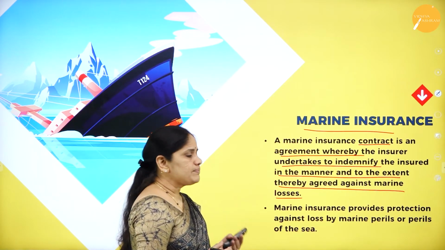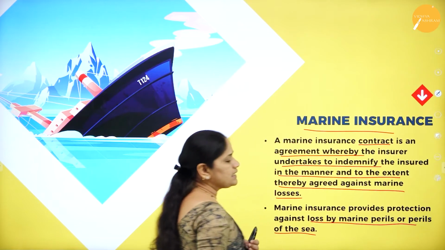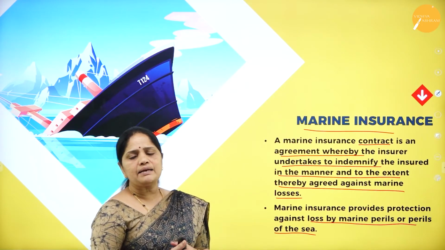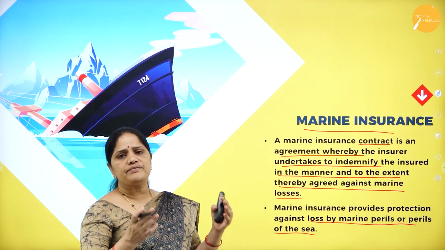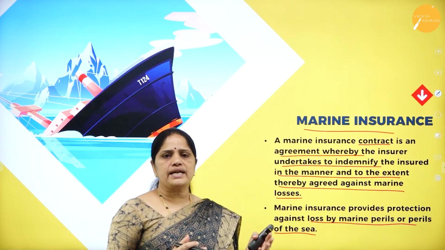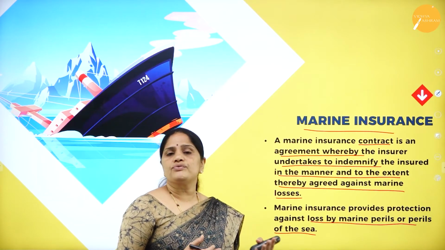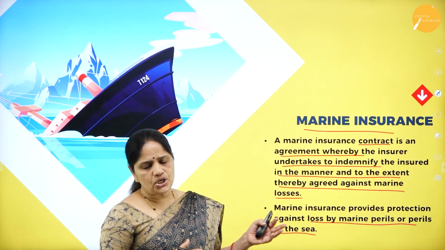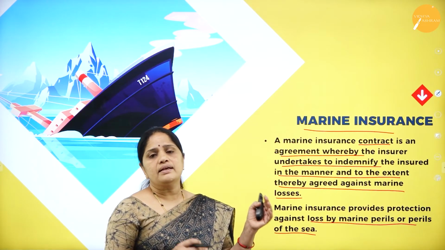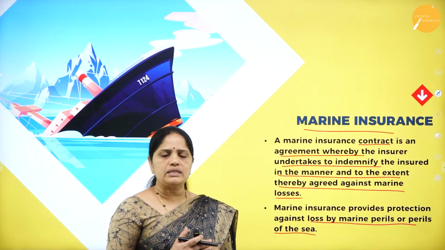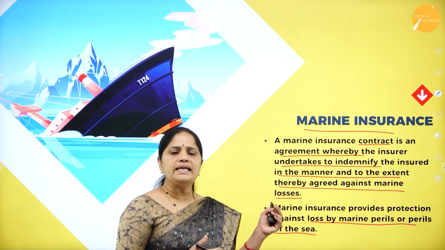Now, what are the various marine losses? It provides protection against loss by marine perils or perils of the sea. Now, what do we mean by marine perils or perils of the sea? It may be because of the export and import trade. We all know that because of external trade itself, the country is earning a lot of foreign exchange. So whatever goods we are exporting to foreign countries will have to go by ship. And if there is any damage to the ship on its way, then the exporter will have to bear all the losses, and so he can protect himself when he has this marine insurance.